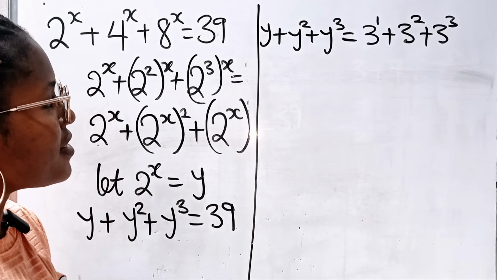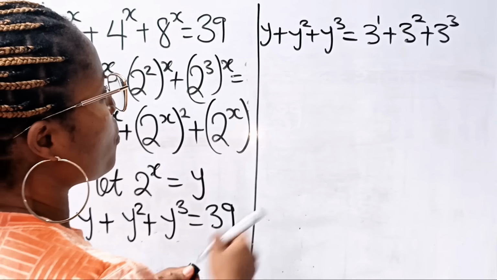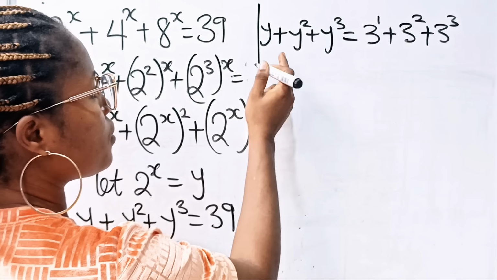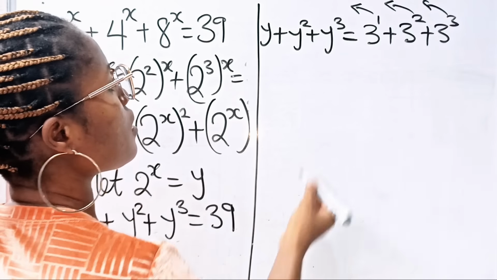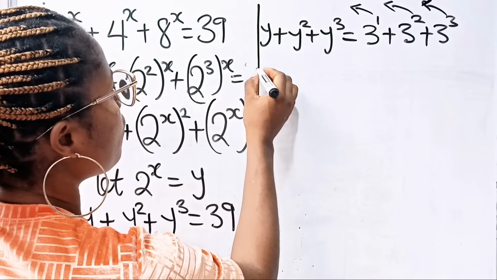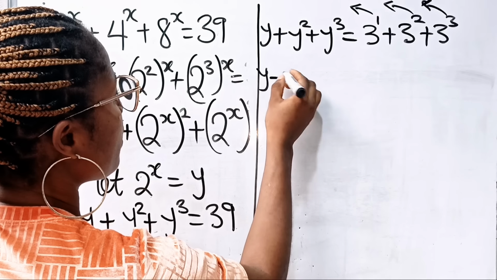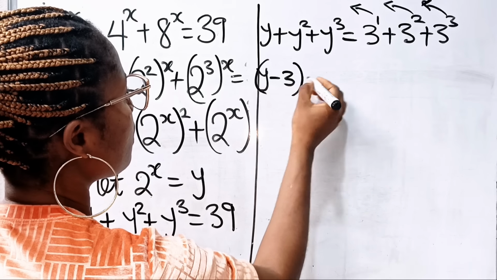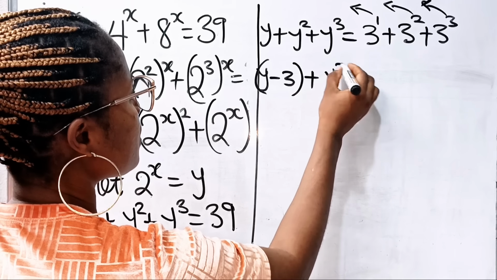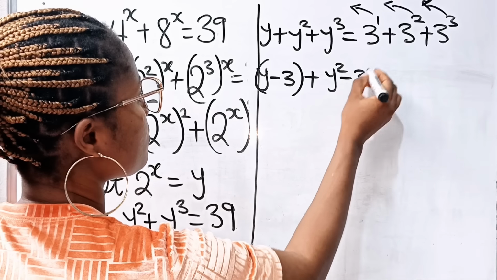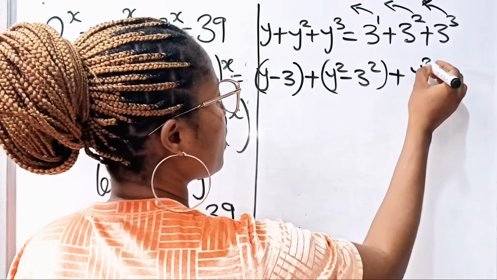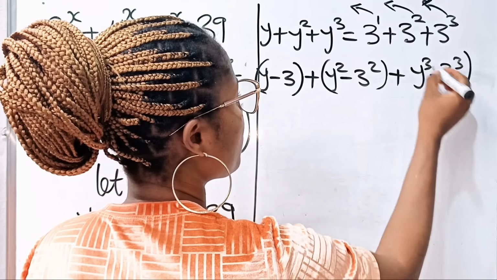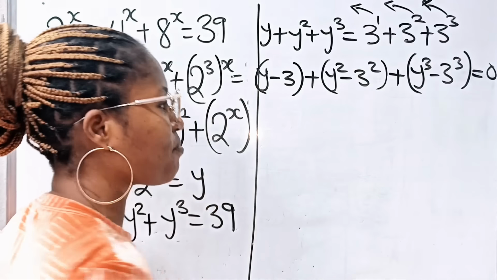Now moving forward, let us bring all of them to this side of the equation. So this comes here, this comes here, this comes here. So now we have y minus 3 plus y squared minus 3 squared plus y to the power of 3 minus 3 to the power of 3 is equal to 0.